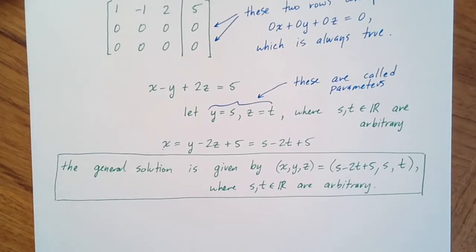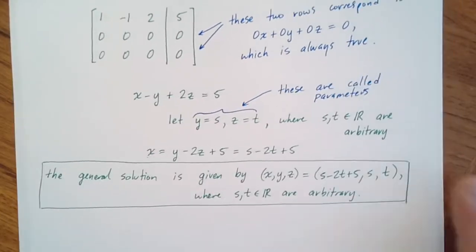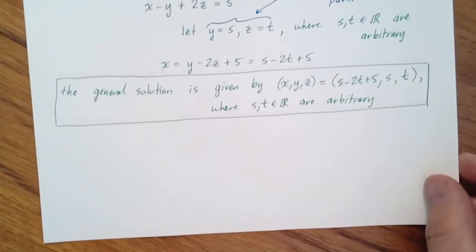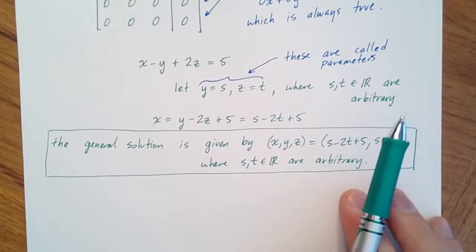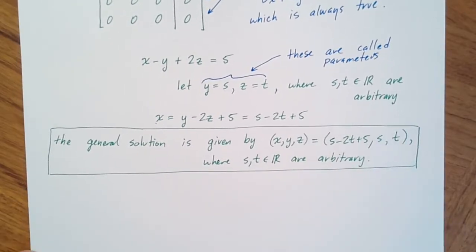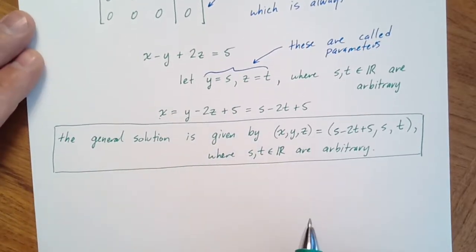So that's the end of that example. And I do want to make one more comment because a lot of people find this idea tricky when they first see it. The idea of using parameters to describe the general solution to a linear system. So I want to actually add a couple more thoughts to this.